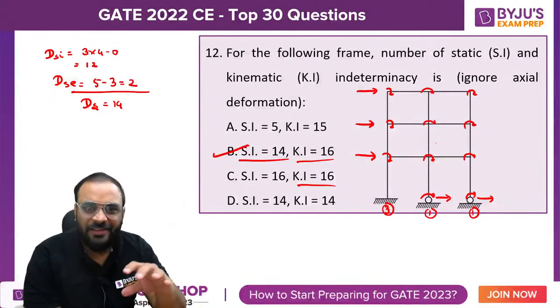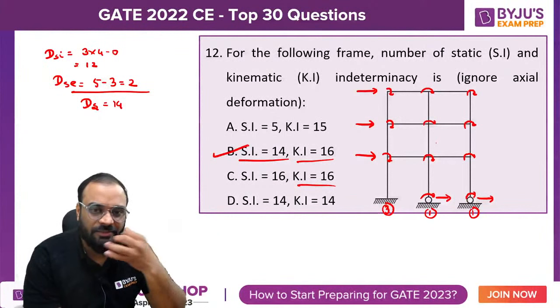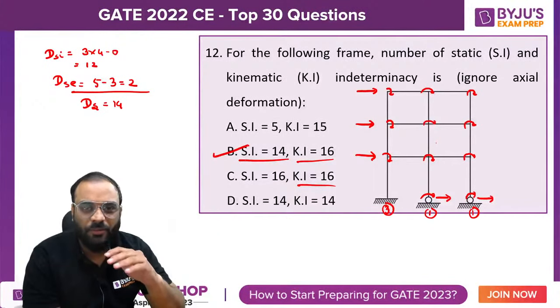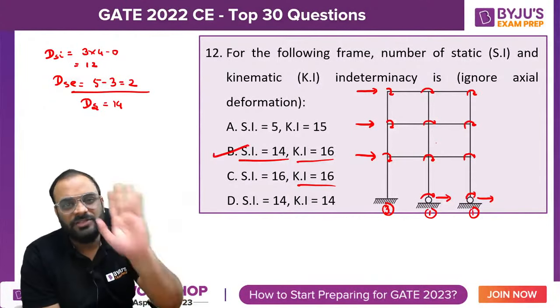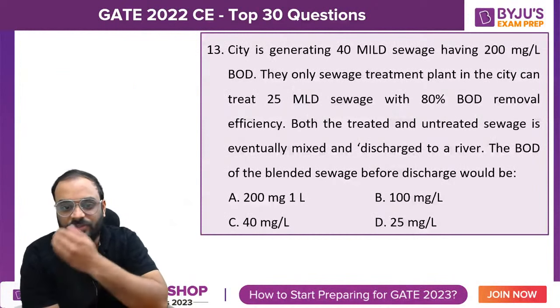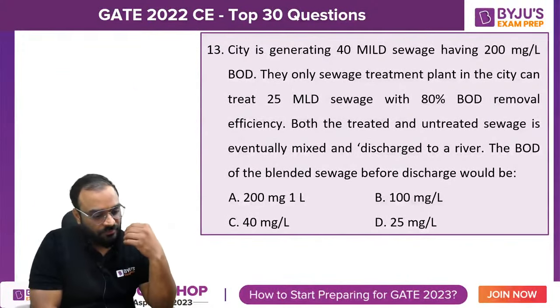Clear? I think, guys, this topic is very simple, which means kinematic and static indeterminacy. So we have solved this problem quickly, and I'm not going into the detail of this particular analysis, right? We have solved it. Let's come to the next question.